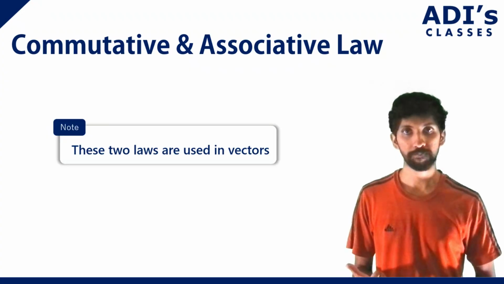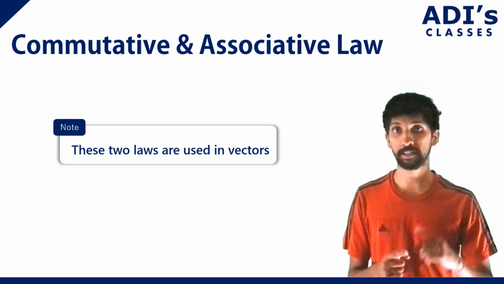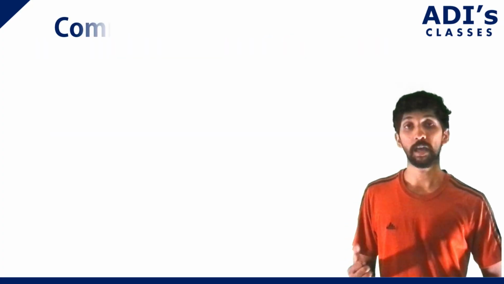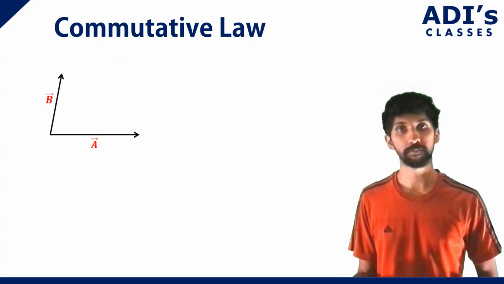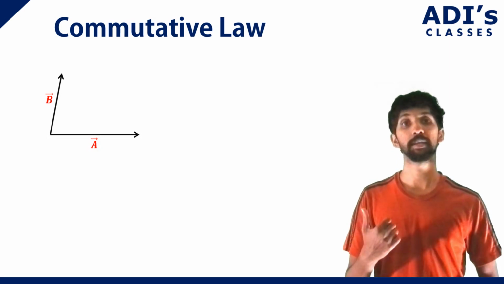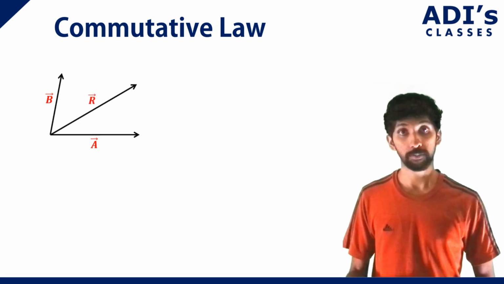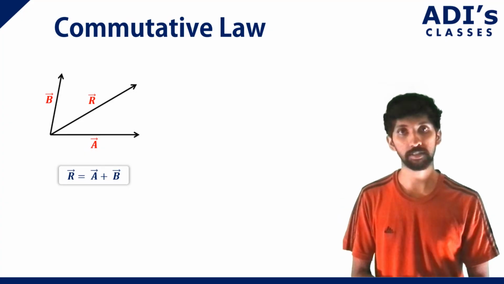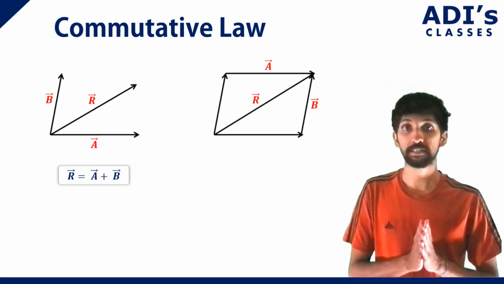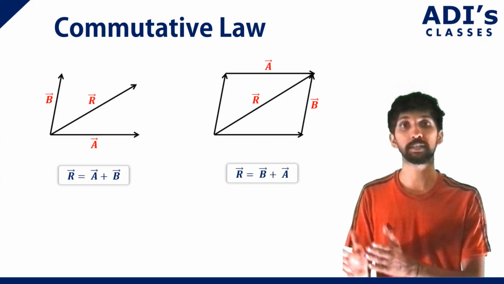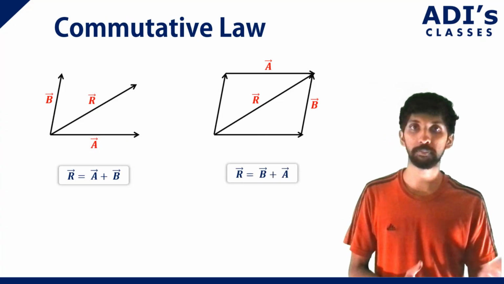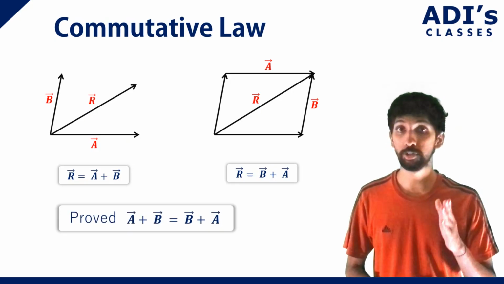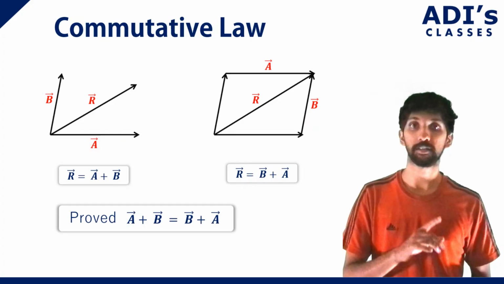In the parallelogram law, what we did, you had vector A and vector B, correct? Vector A and vector B, R was the resultant, right? R is equal to vector A plus vector B. This is vector B and this is vector A. Basically, R is also equal to B plus A, because that's also the resultant. So in this case, we just proved that vector A plus vector B is equal to vector B plus vector A. Correct? So the commutative law holds good for vector addition.